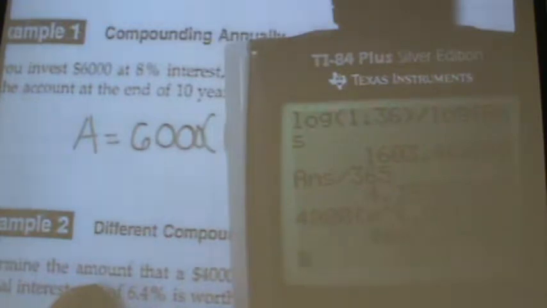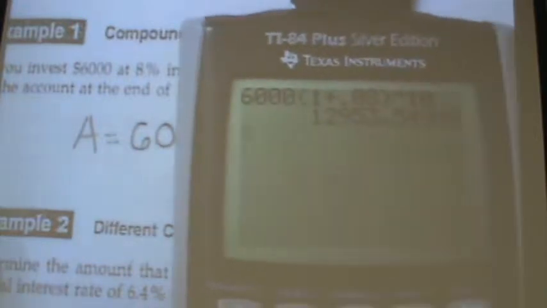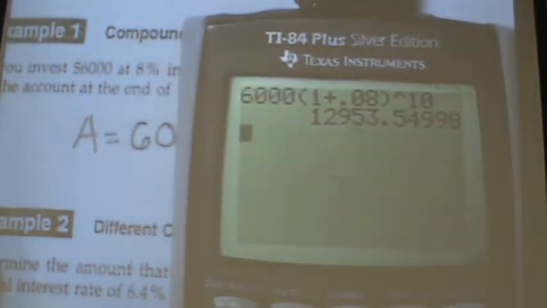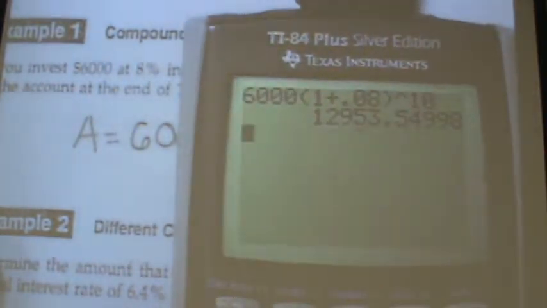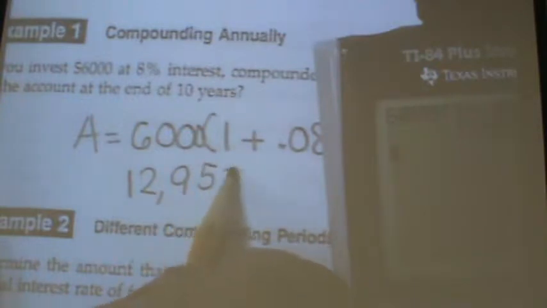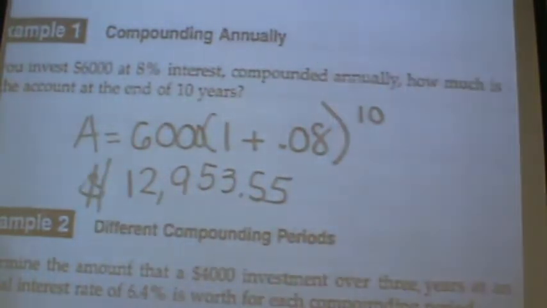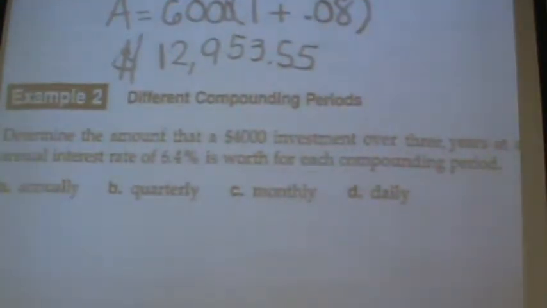Here we go. We're going to take $6,000 and we're going to add 1 plus 0.08, raise it to the 10th power, and you're going to have, after 10 years, $12,953. Remember this? I liked this. I can do this. Okay? Well, what if we compound differently?